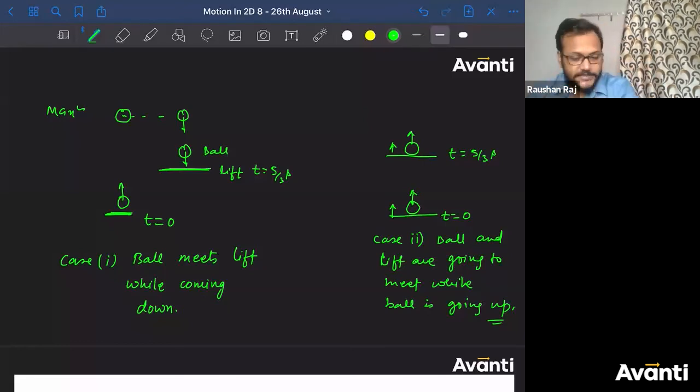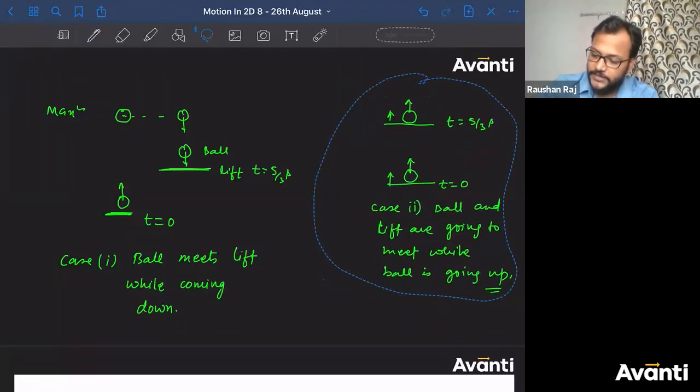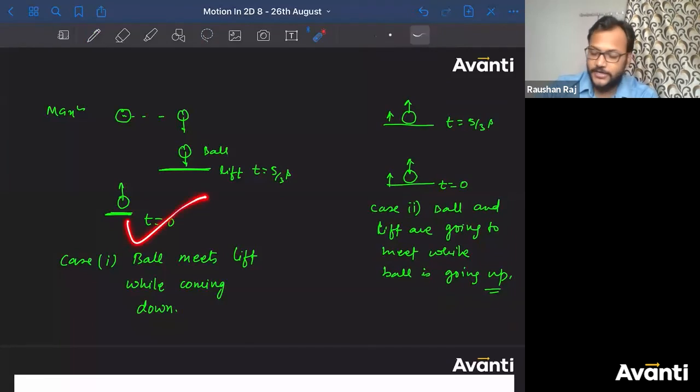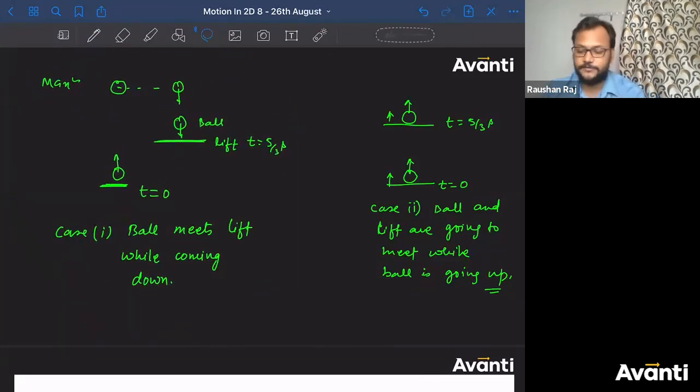So these are the two cases in which the lift is going to meet the ball. One of them is while coming down, the other one is while going up. Now, how will I decide which case is present here? Tell me, guys, I'm relying on you. How will I decide whether the lift is going to meet the ball in the first condition or in the second condition? How will I identify whether case 1 is possible or case 2 is possible?